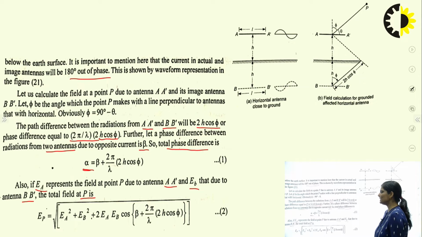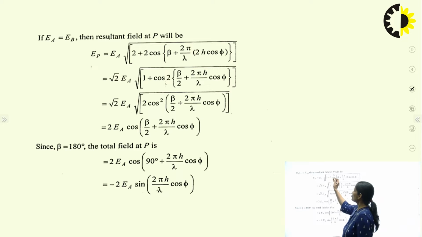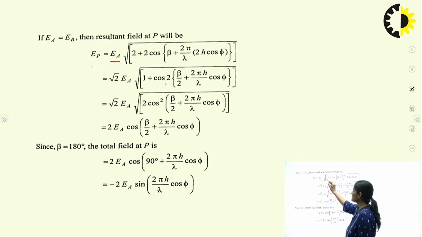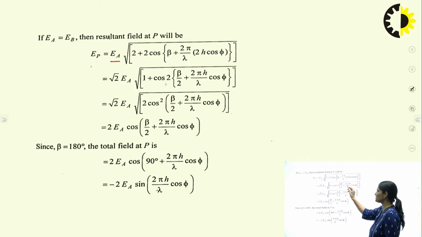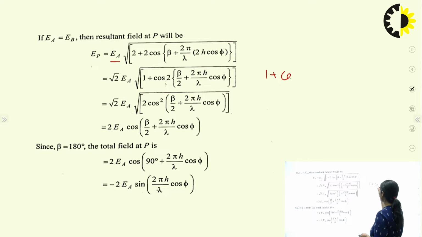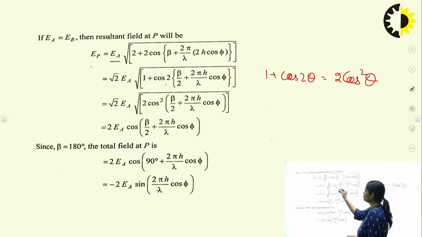While putting EA equal to EB, you will get this equation, the resultant field at point P. EP is equal to EA times the square root of 2 plus 2 cos of beta plus 2 pi by lambda 2h cos phi. You can take common root 2 and get 1 plus cos 2 theta, where theta is beta by 2 plus 2 pi h upon lambda cos phi. Now 1 plus cos 2 theta is equal to 2 cos squared theta, so you can put here the value 2 cos squared theta, where theta is beta by 2 plus 2 pi h upon lambda cos phi.